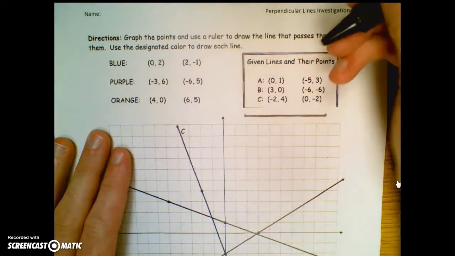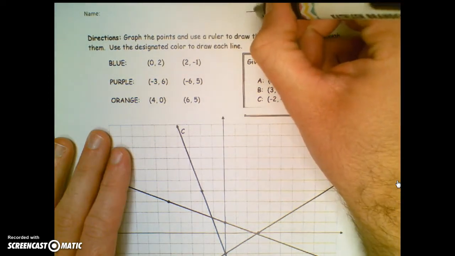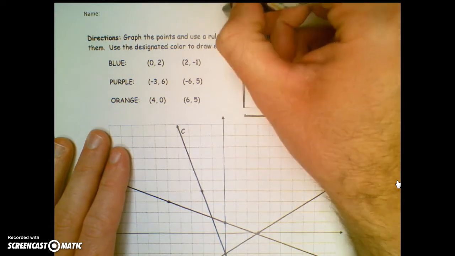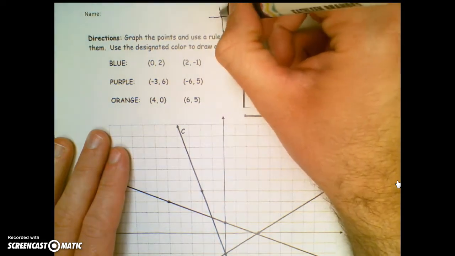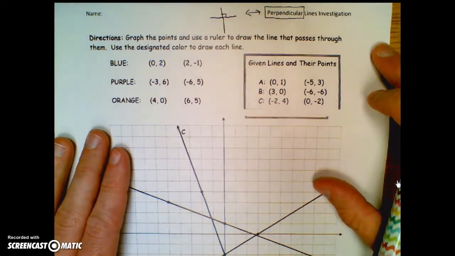Just remember, perpendicular is when two lines cross. So I'm going to draw a little picture of it right here, and form right angles. So you're looking for that T shape with that cross where they form a right angle or 90 degrees.